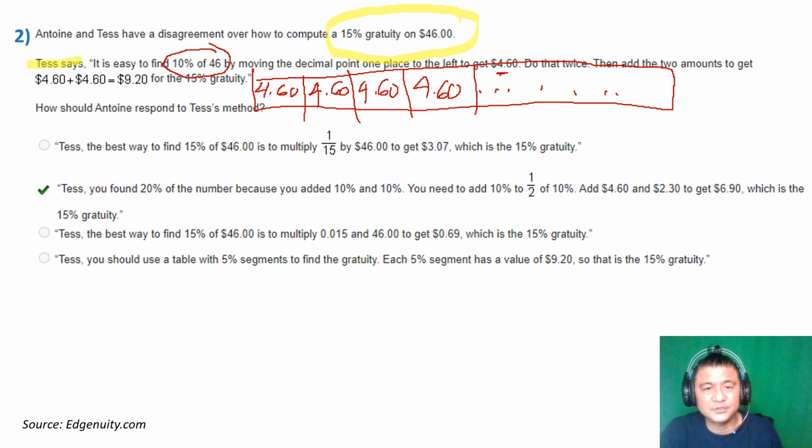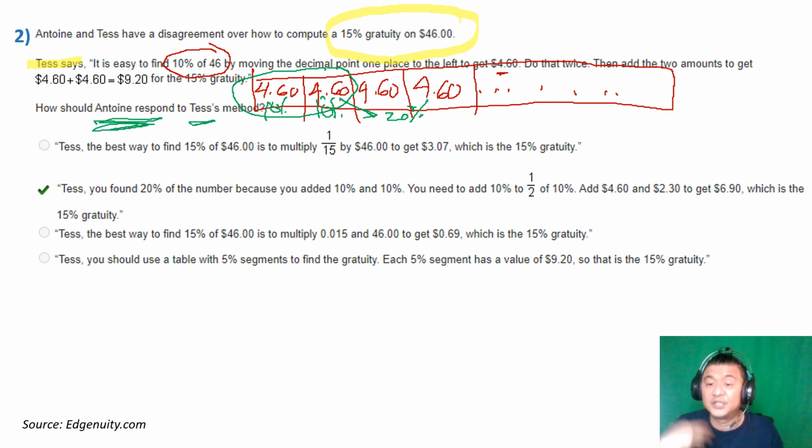So Tess was saying, get these two, and that represents 15%. Do you agree? No, definitely not, because each of these little parts is 10%. So if you add these two, that will represent 20%, and we don't need 20%. We need what? 15%. So definitely, Tess is wrong. Now, what should Anton's response to Tess be to make her correct?